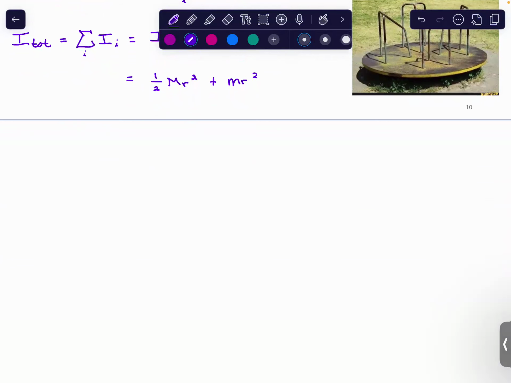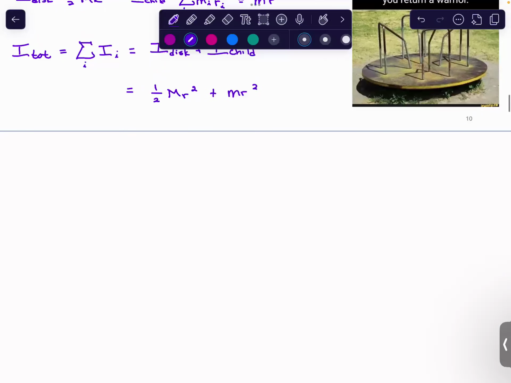Okay. So we can pull r squared out of this. So we're going to have 1/2 the mass of the merry-go-round plus the mass of the child, times r squared. We want to try to solve to this point because we're working on learning to model the world around us mathematically. And one of the things you do in mathematics is you're really not done with your derivation until you've simplified things as much as you possibly can.